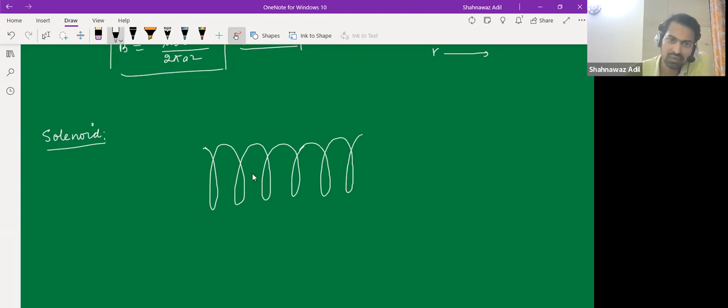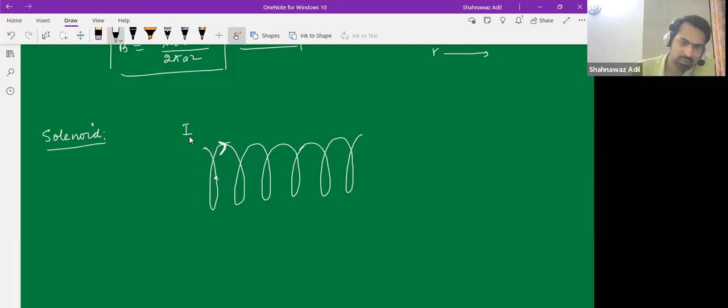Okay, so we have this solenoid. These are all circles, and the current is flowing like this. This direction is coming out, and then it is going like this. So this is the direction. And if this is the current, what would be the direction of the magnetic field?